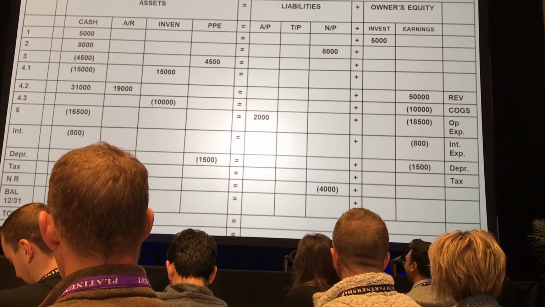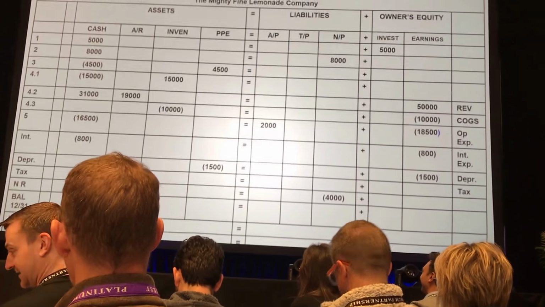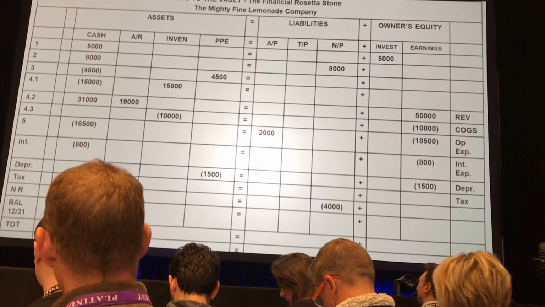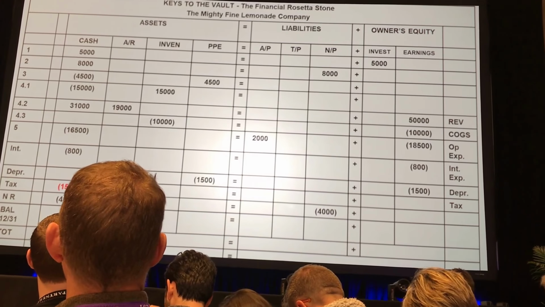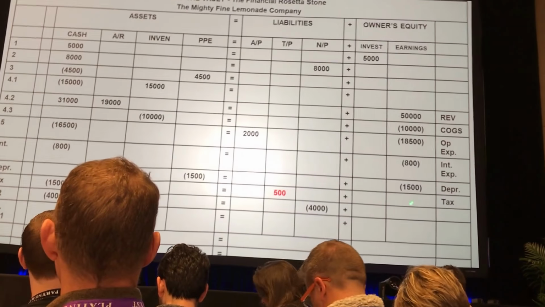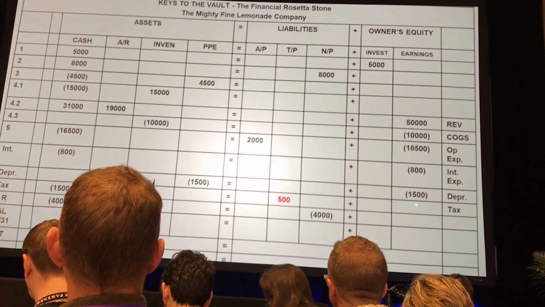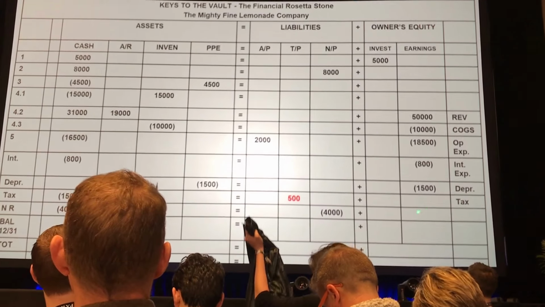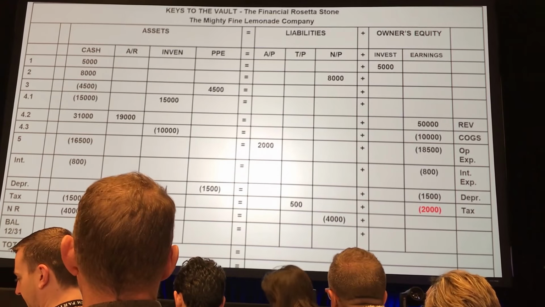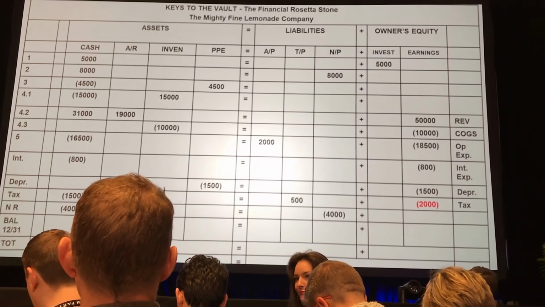Okay, here's what I came up with. Taxes. I used $1,500 of cash. My taxes payable went up by $500, and the total expenses that reduced earnings were $2,000. Is that what you got? All right, now look what you just did.